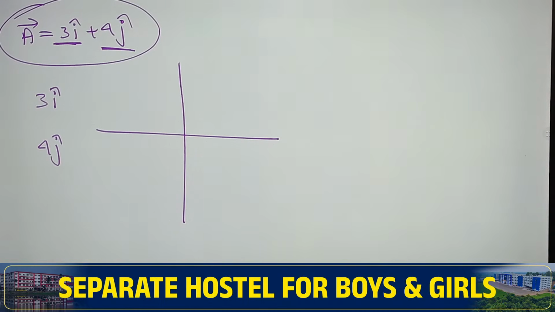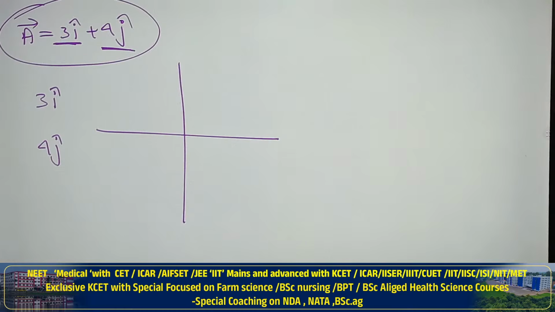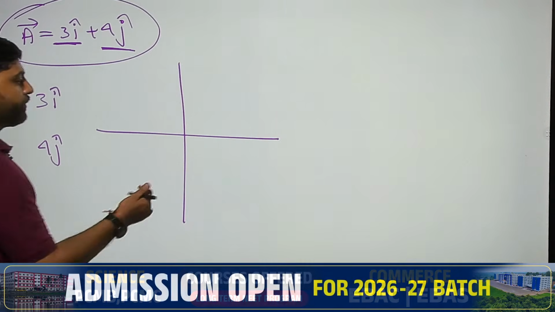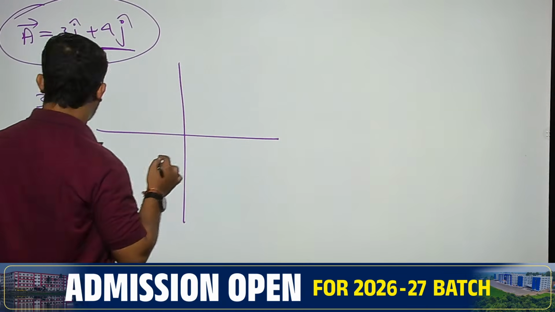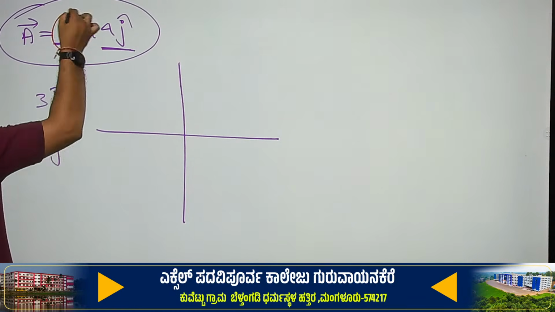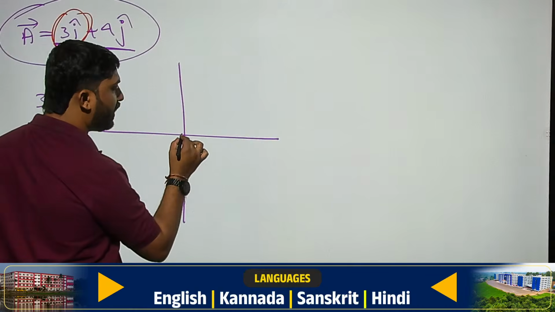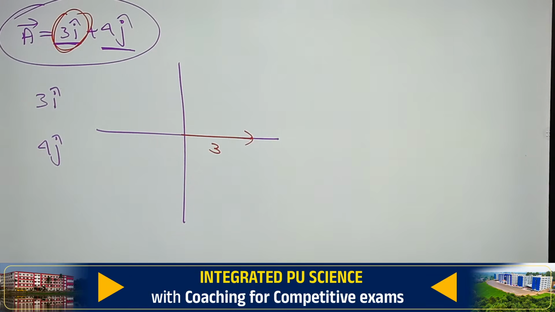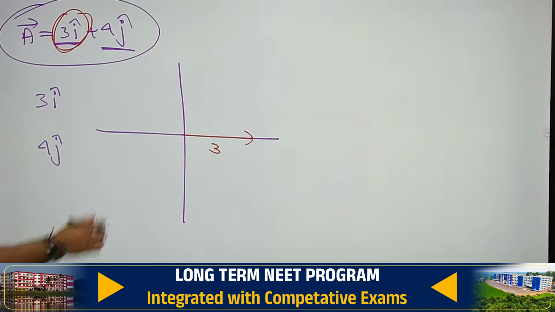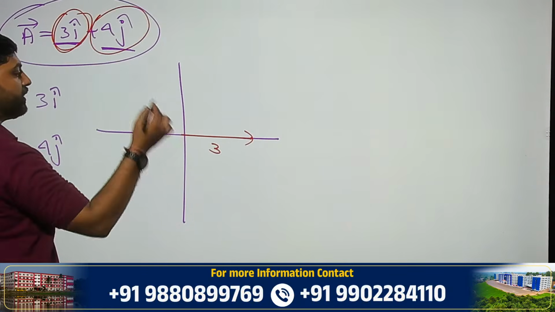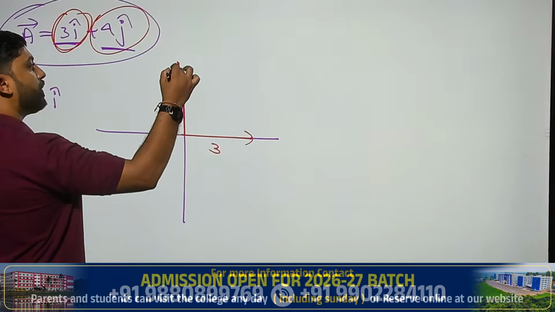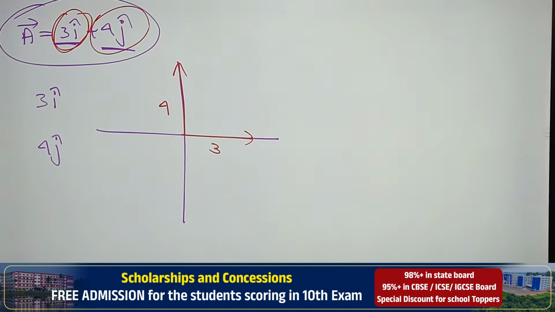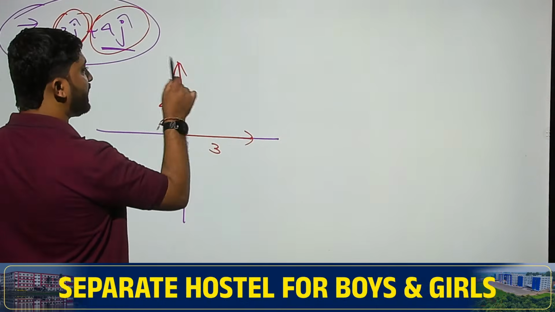Okay, how to find the direction of this in a geometrical way? First write the vector which is in x, it is 3i. So I will draw a vector whose magnitude is 3. Okay, and another one, the second term, it is 4j. This is 4.